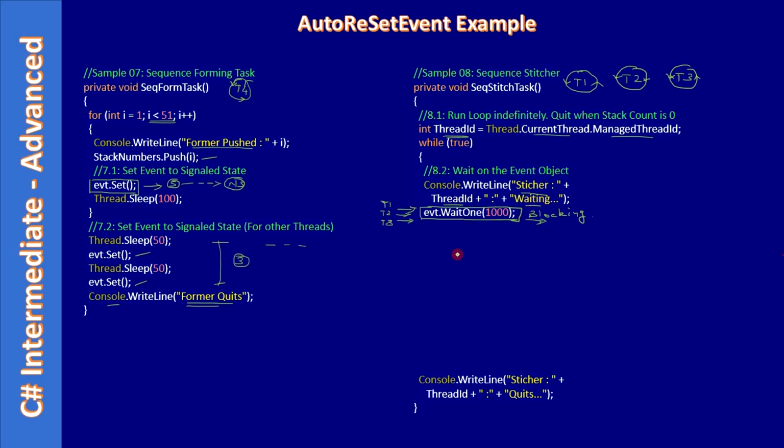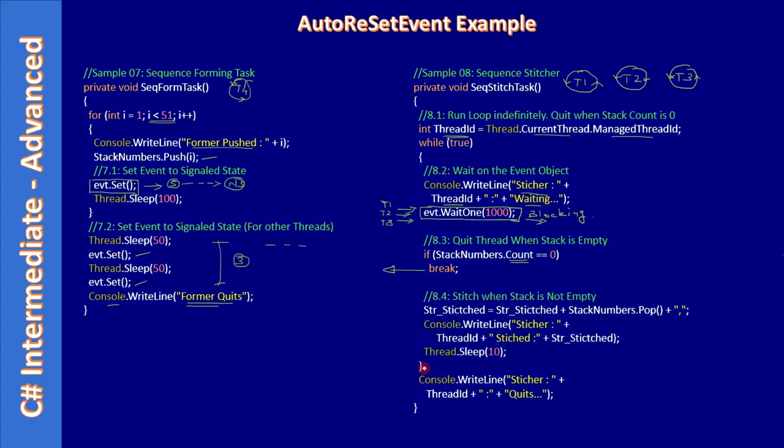So once it is released, any thread T1 or T2 or T3 will move ahead and check the stack numbers. This is the shared resource, right? And checks the count. If it is 0, we will come out of the while loop. So this is the while loop, right? We will state stitcher quits. All right. So when there is at least one entry, then we will not break out of the while loop. We will come here and we will append stack numbers.pop, whatever it pushed.